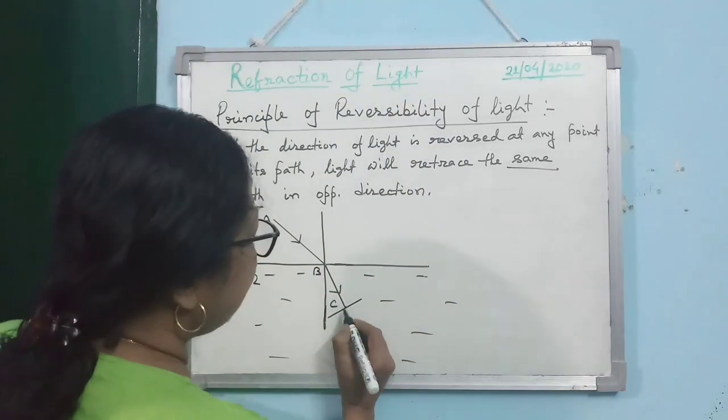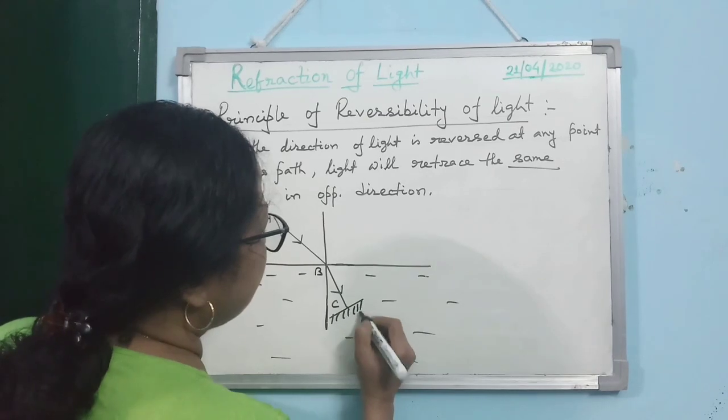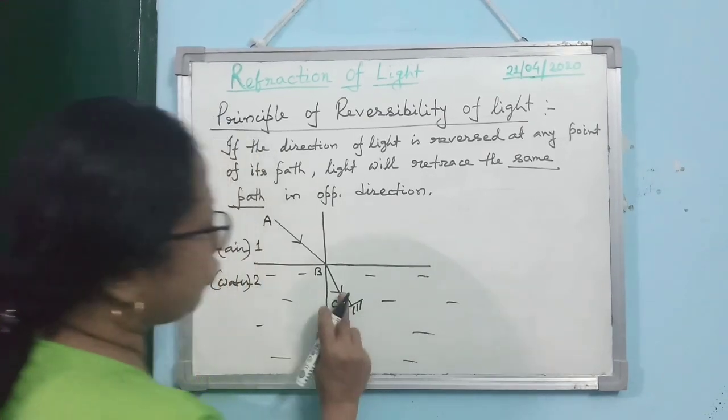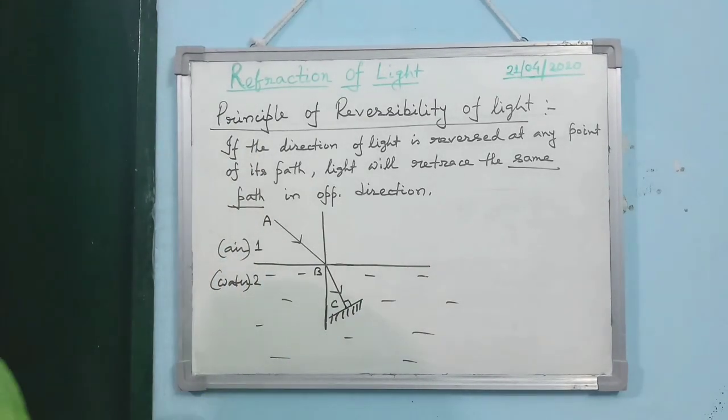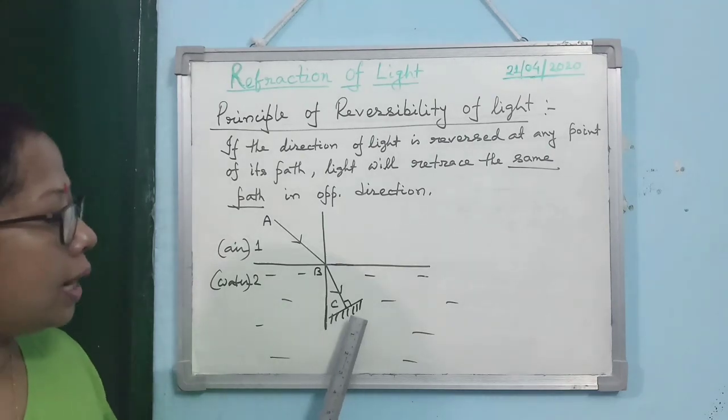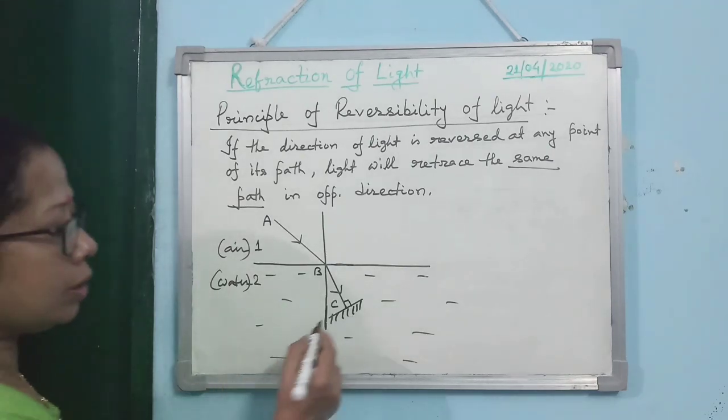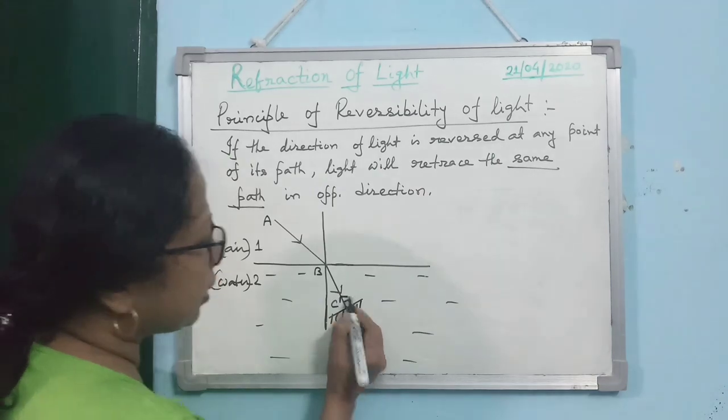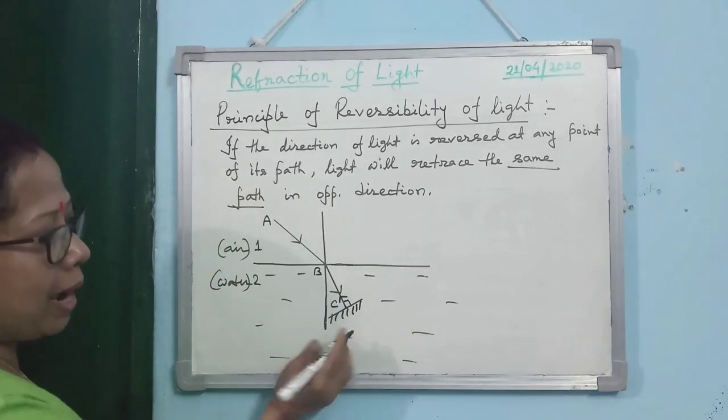So what have I done? I have just placed a mirror here. You see how it is falling? It is falling perpendicularly, normal incidence. For normal incidence, you know what will happen? The angle of reflection will be 0, so the light will retrace. The light is reversed back at the point C.